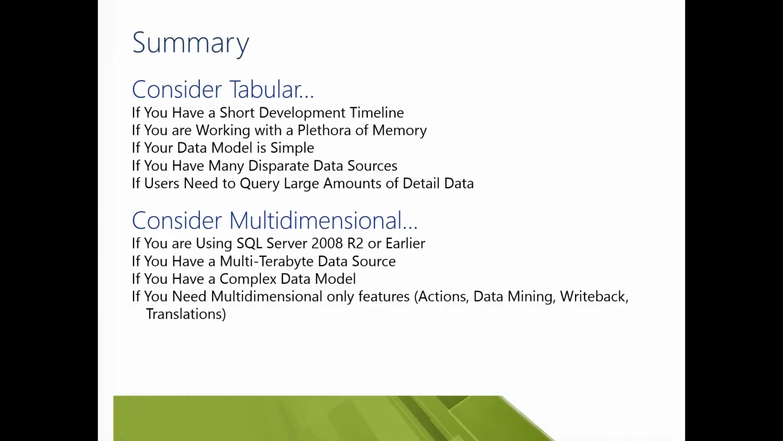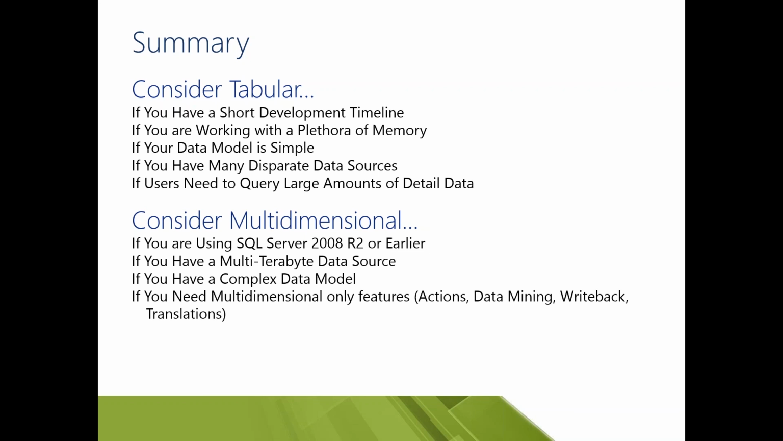Okay. So in summary, you want to consider tabular if you have a shortened development timeline, if you're working with a plethora of memory and memory is not an issue, or if your data model is simple. I would say if you've got a one-to-many kind of star schema and it's very easy to determine the relationships, tabular may be a very good choice.